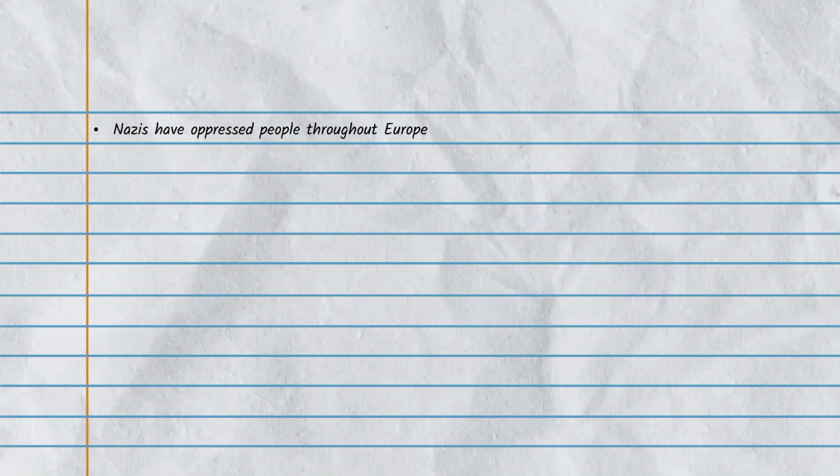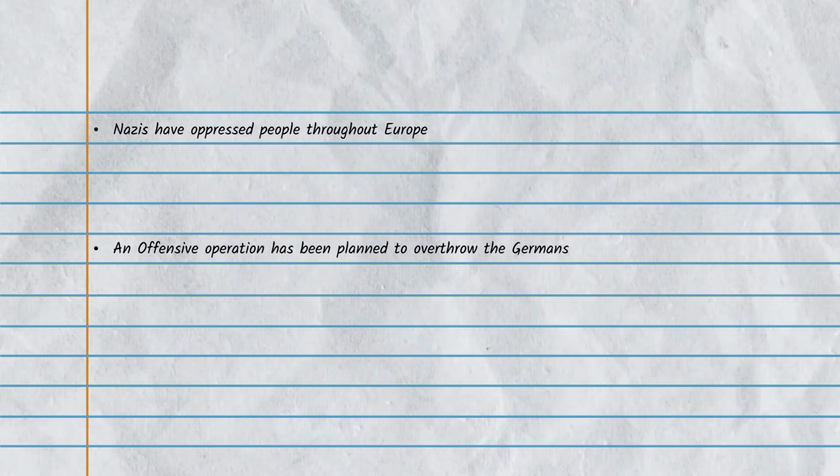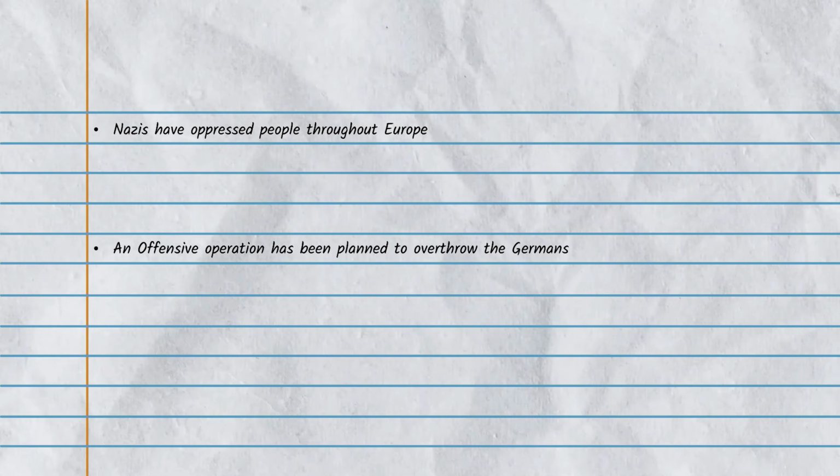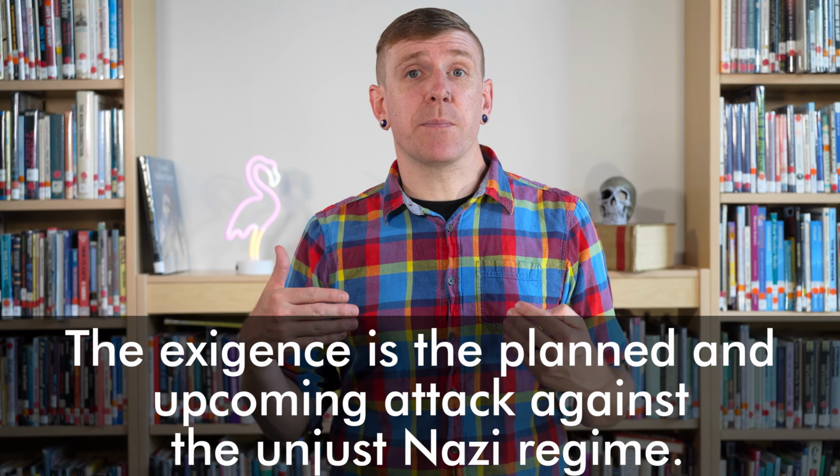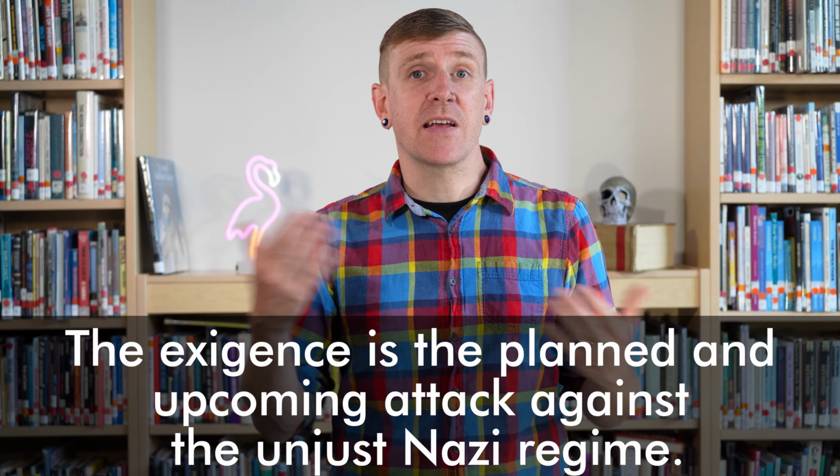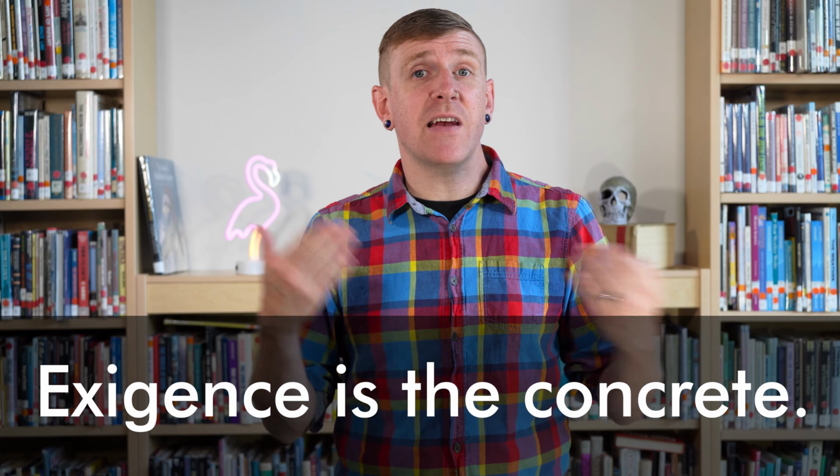Here are some of the things that you may have noted. Nazis have oppressed people throughout Europe. An offensive operation has been planned to overthrow the Germans. The Germans have been militarily weakened. In the simplest sense, the exigence for this speech is the planned and upcoming attack against the unjust Nazi regime. If the offensive hadn't been planned, this speech wouldn't have been made. It's that simple. So context is the abstract and exigence is the concrete. I can point to a specific moment and reason why the speech was given.